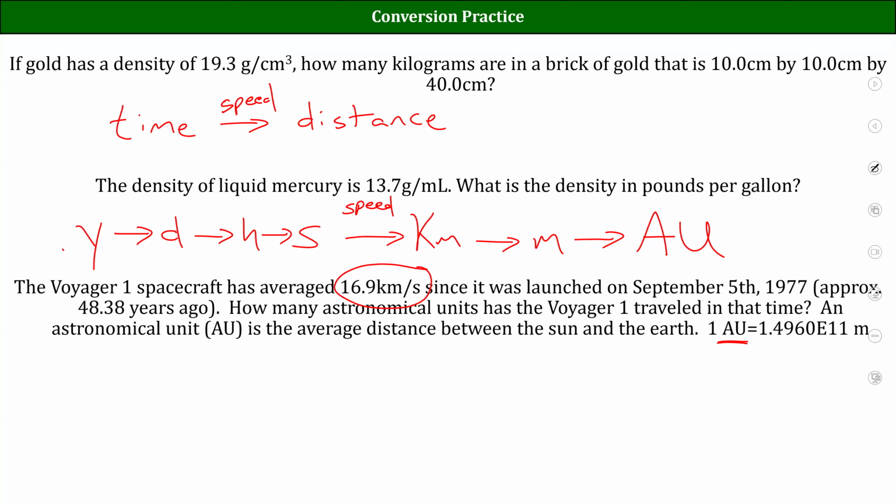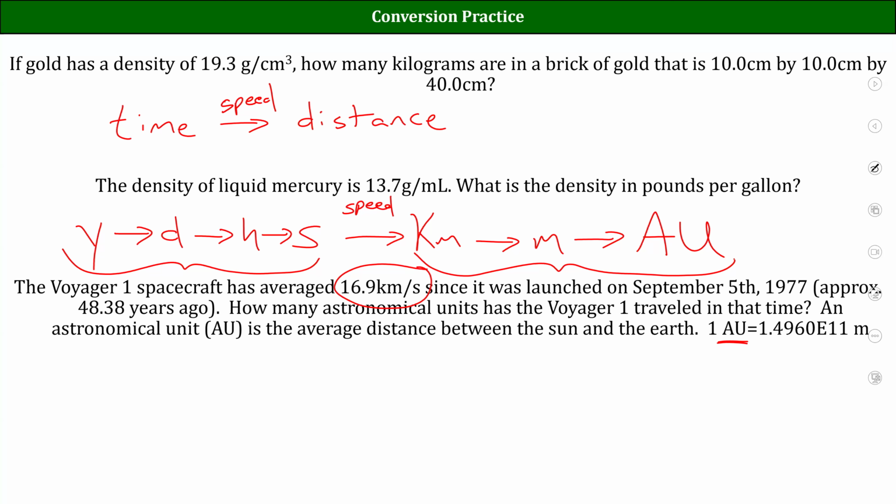So this is a conversion that we've done before. We've gone from years to seconds. This is a conversion we haven't done before because we've never used AU, but it's still just distance conversions, right? The only real tricky spot here is that we have to use the speed to go from our time to distance. Just like up here when we used a density to go from a volume to a mass.